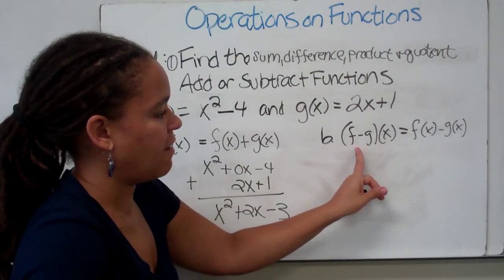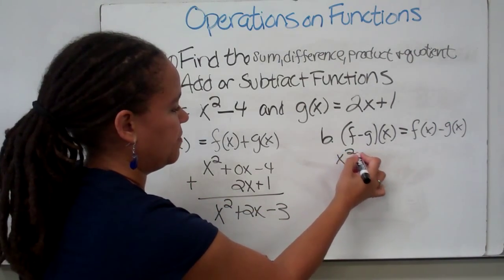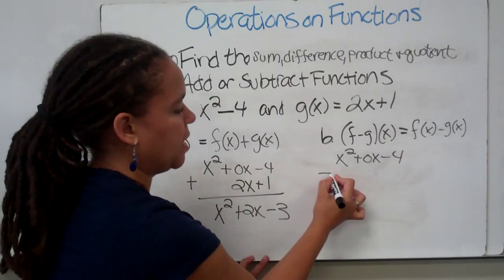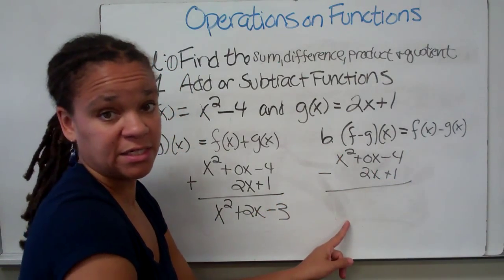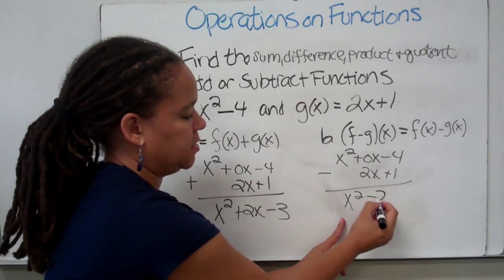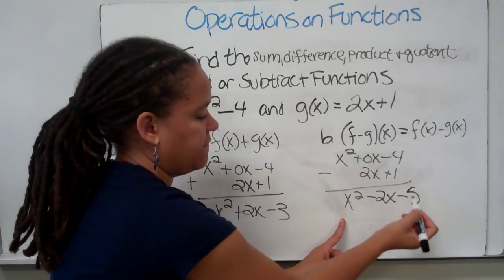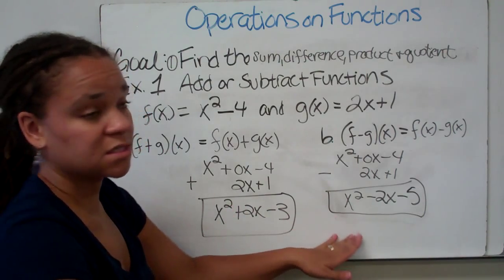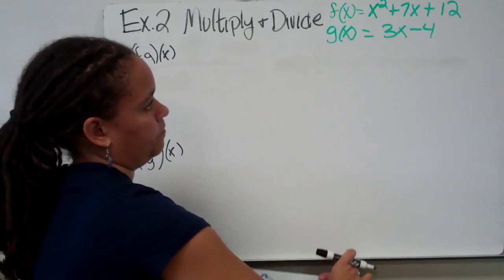Now we want to subtract f of x minus g of x. I'm going to do the same thing: x squared plus nothing x minus 4, minus 2x plus 1. So I'm going to subtract here: x squared minus nothing, of course, just x squared, minus 2x, and negative 4 minus 1 is going to be negative 5. So that would be my final answer. Adding, subtracting. Let's move on to multiply and divide.